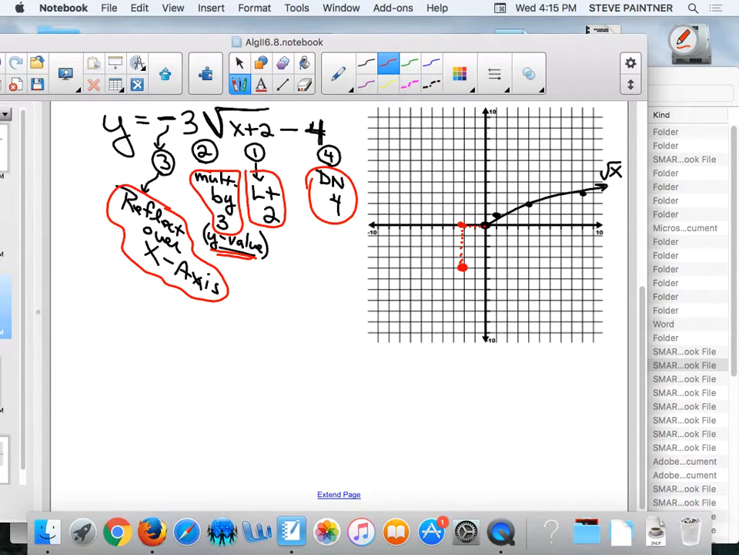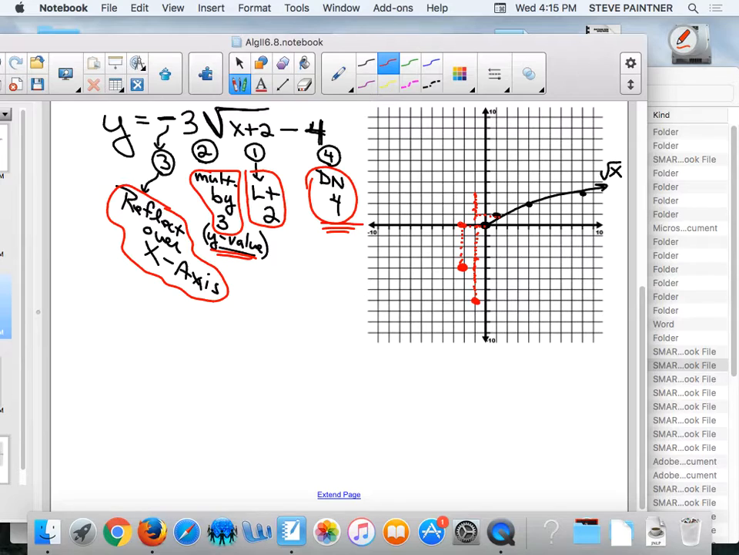Okay, now it's going to get a little more difficult. Here we go. Do it all over. Left 2. Then I'm going to multiply the y value by 3. Since I'm 1 up, 1 times 3 is 3 up. So now I'm 3 up, and now I reflect that over the x-axis. So since I'm 3 up, now I'm going to be 3 down. And right there, I still got to go down 4. 1, 2, 3, 4. There's my new point.